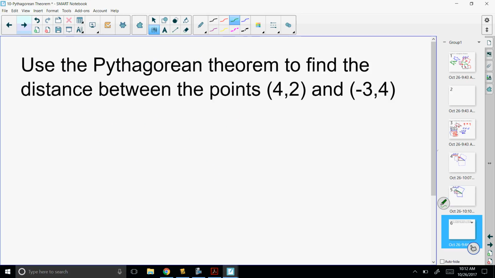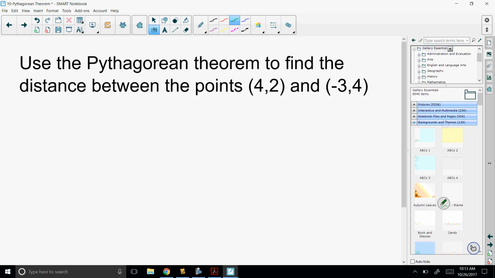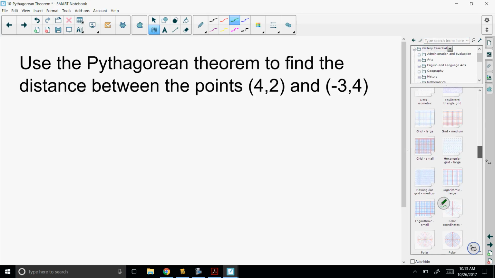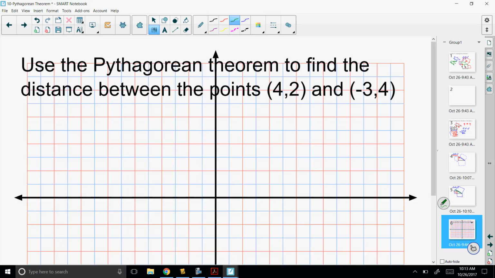Now, the next thing with Pythagorean theorem is that you could be asked this question. Use the Pythagorean theorem to find the distance between the points (4, 2) and (-3, 4). Well, let's graph those points and see what they mean by Pythagorean theorem. So I plot the points. Where is (4, 2)? From the origin, where am I going to go? To the right 4 and up 2.